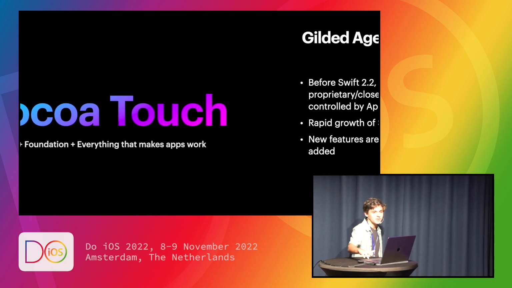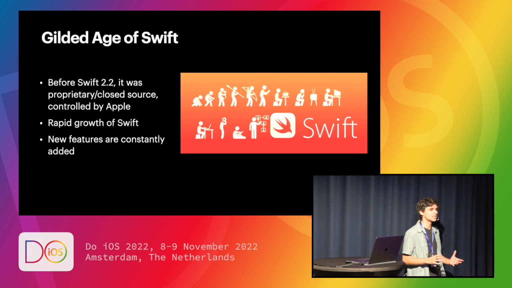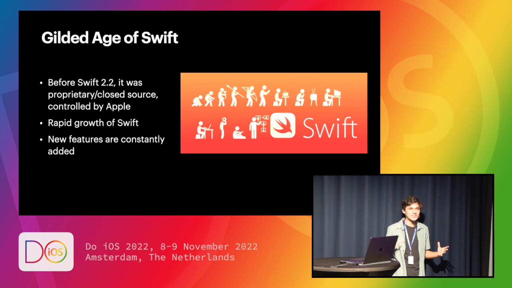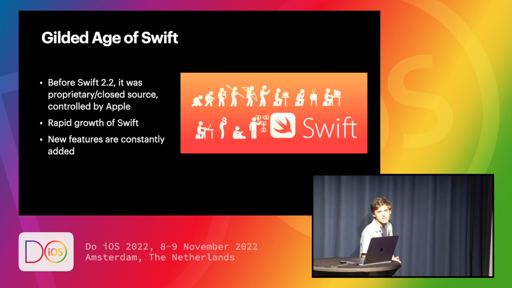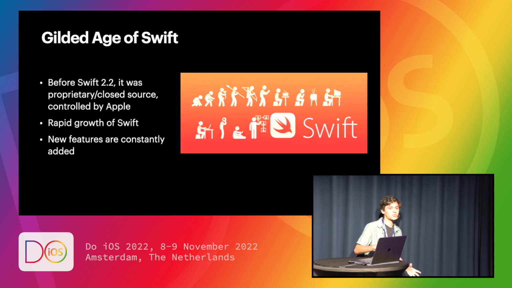For now, we're in this Gilded Age of Swift. And the reason I call it a Gilded Age is because just like in history, a Gilded Age is when things look great on the outside and inside they are not so great. But for Swift, things are great for sure. Before Swift 2.2, it was closed source. We kind of have this huge growth of Swift.